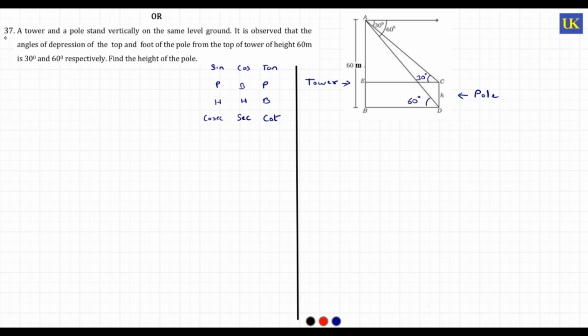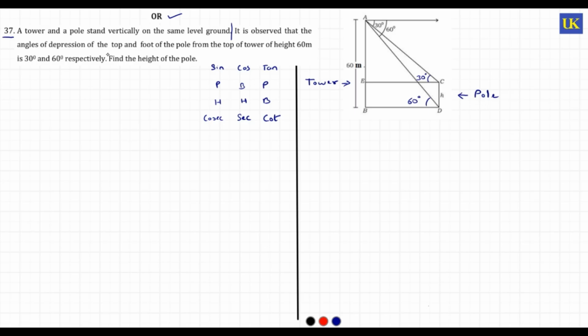So here we will see question number 37. There are two questions in 37, so the second one, which is the OR question, is what we'll be solving here. The question says a tower and a pole stand vertically on the same level ground. So there are two structures: this AB part is the tower, and CD is the pole.